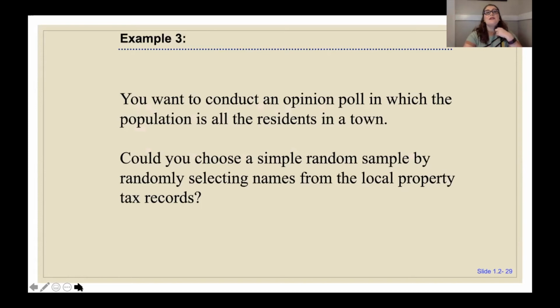Let's say we want to conduct an opinion poll in which the population is all residents in our town. Would you choose a simple random sample by randomly selecting names from the local property tax records? Would that be a random sample? We're thinking about property tax. The answer is no. Why? Because not everybody owns property. I don't own property, so I wouldn't have been included in this study. I wouldn't have had the same probability of getting selected for this study.